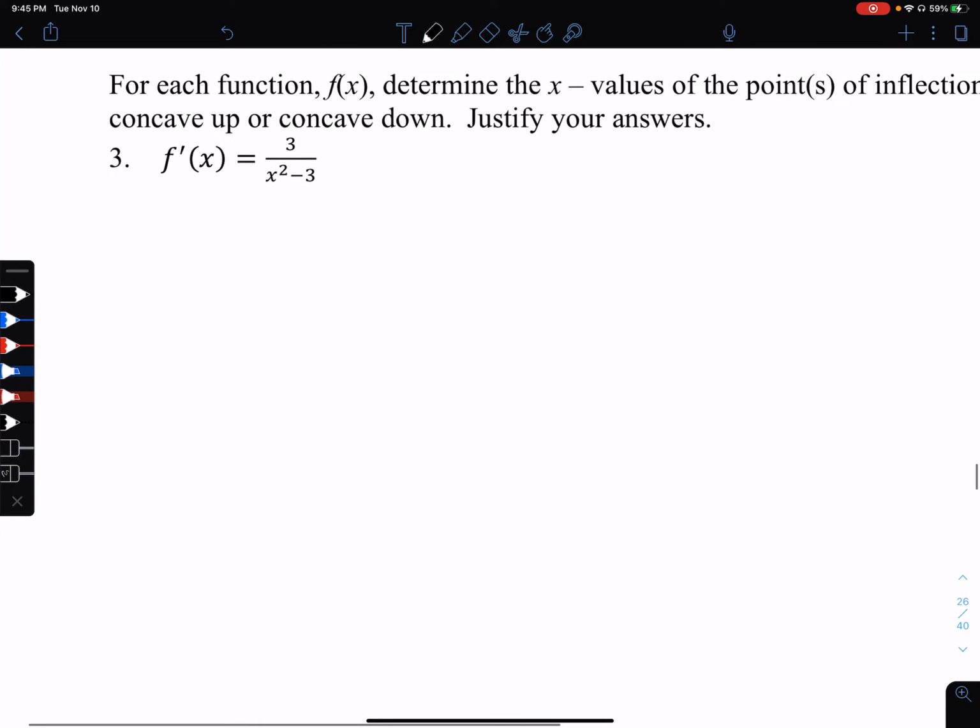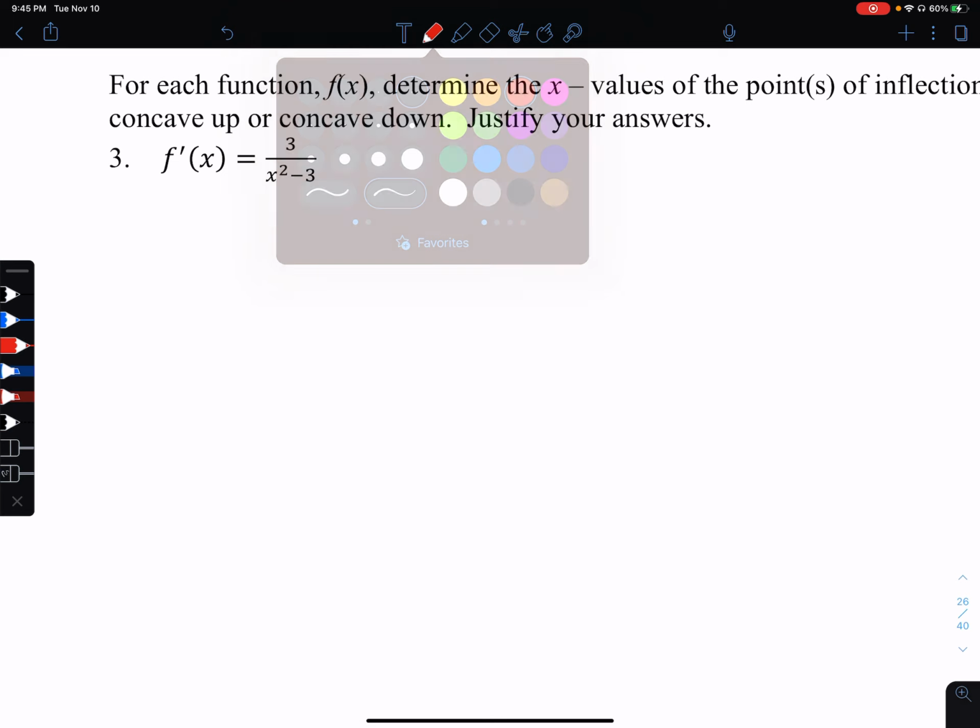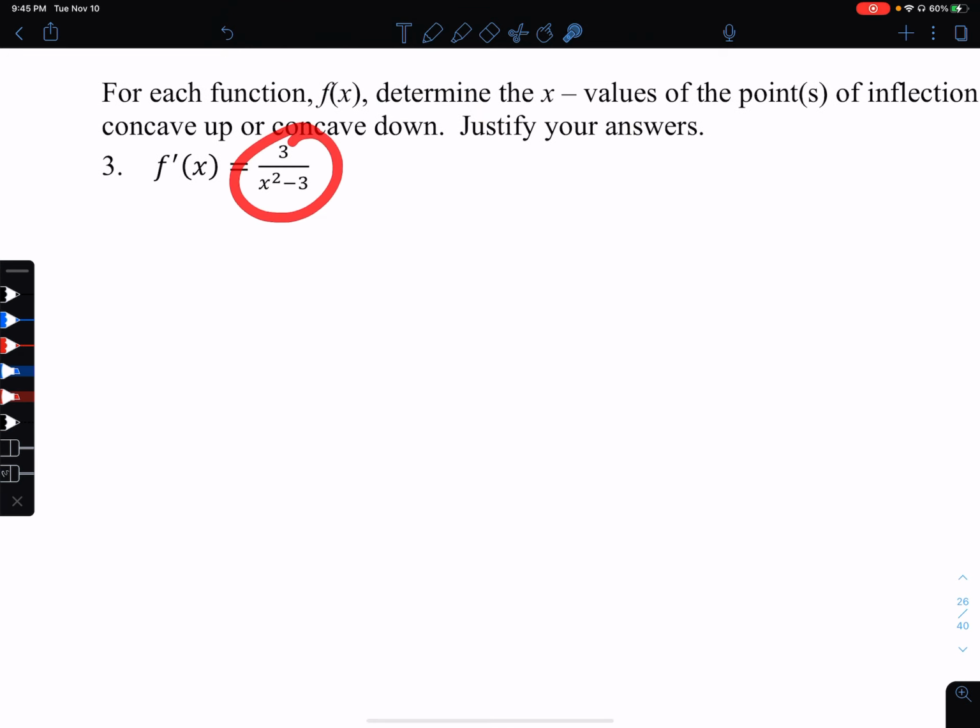So we are fortunate enough that they already gave us the first derivative. So we've got to find the second derivative. There are different ways we could do this. If we left it business as usual, we could use the quotient rule, and that would work out just fine. Since the numerator is just a constant, I think it would be less work if I rewrote this as 3 times (x squared minus 3) to the negative first. If that's not something you would have thought of, then don't do it that way.